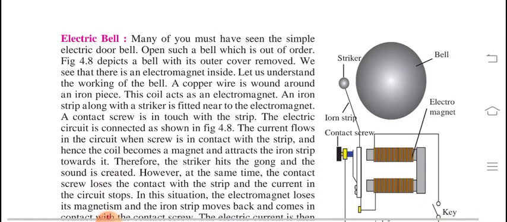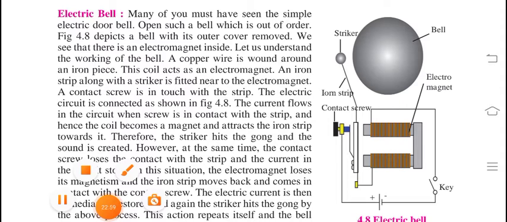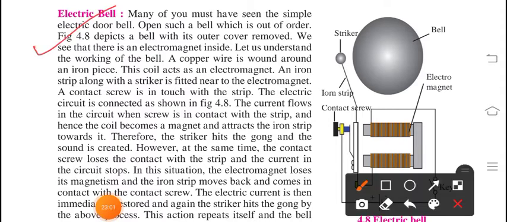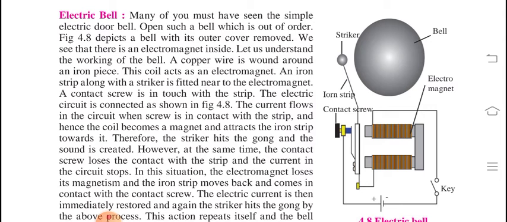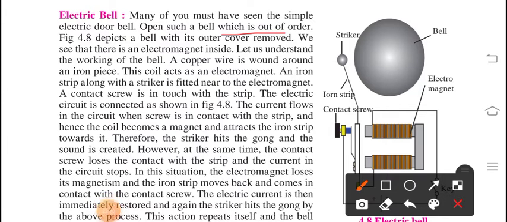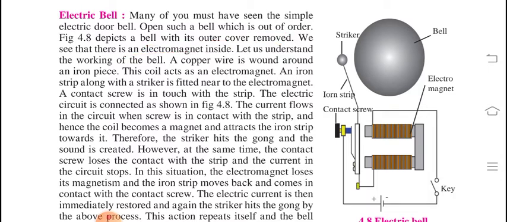Now next is the electric bell. With every lecture the bell is ringing, the same electric bell. Many of you must have seen a simple electric doorbell. Open such a bell which is out of order, remove its cover. We see that there is an electromagnet inside. Let us understand the working of the bell.